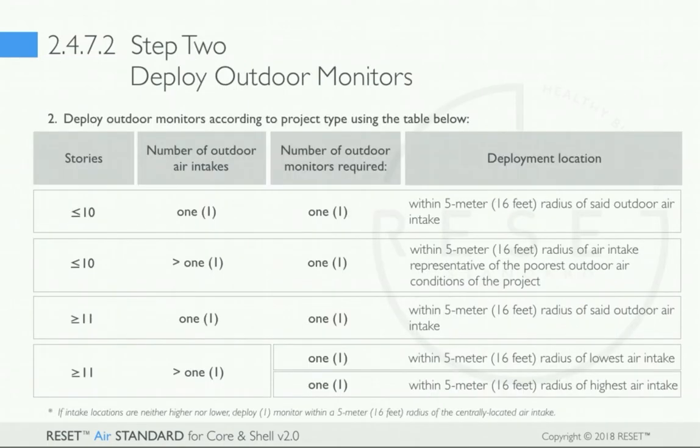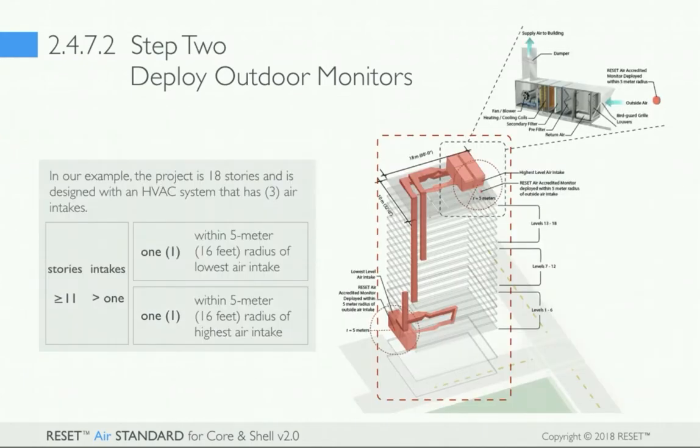Now, this is a nicer graphic that explains the monitor deployment according to your project type. So for the stories that are listed, I can now see very clearly the number of outdoor air intakes in addition to what is required for monitor deployment and where that deployment would occur. So in my project, as I've mentioned, I have more than 11 stories and I've got greater than 1 air intake, which means, according to the standard, I need to deploy 1 monitor within a 5-meter radius of the lowest air intake and 1 within 5 meters of the highest air intake.